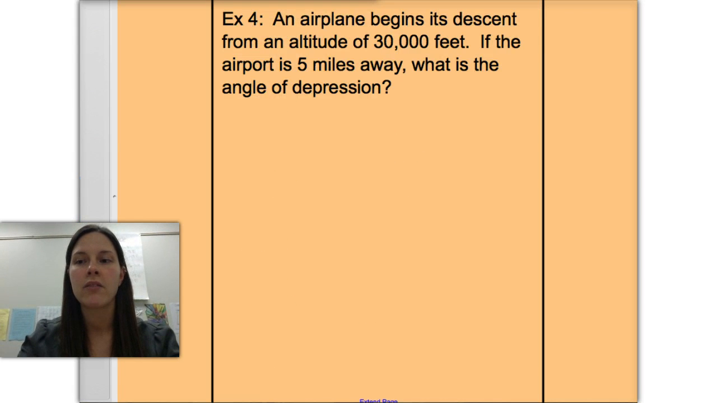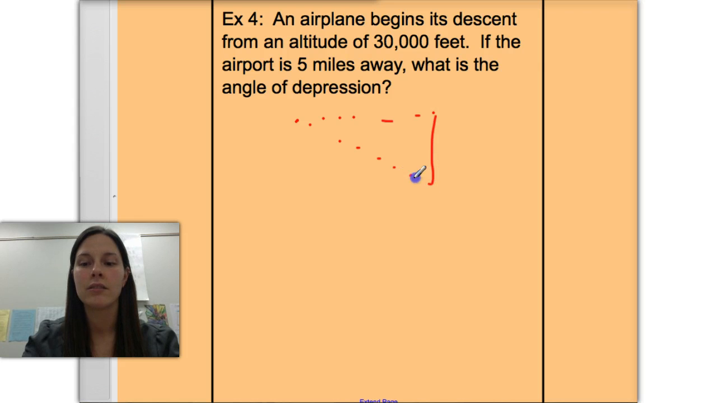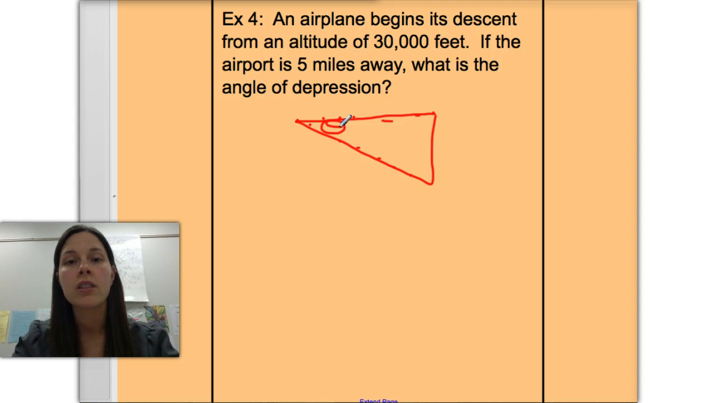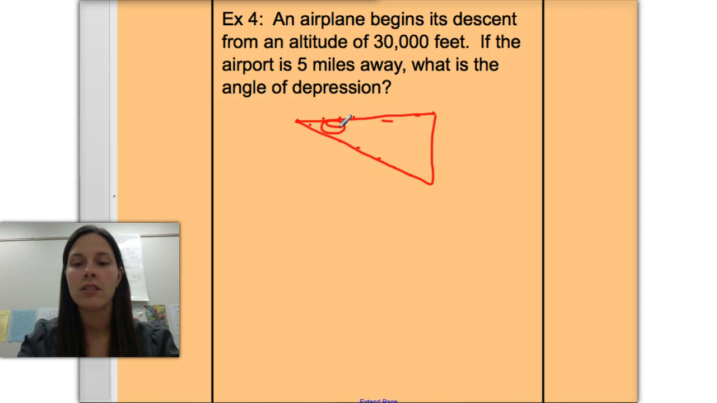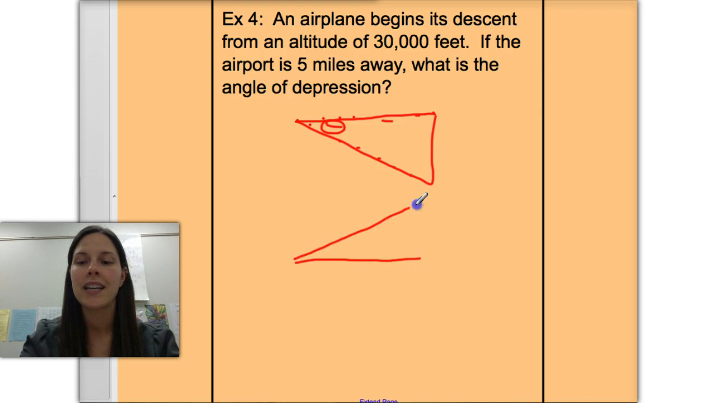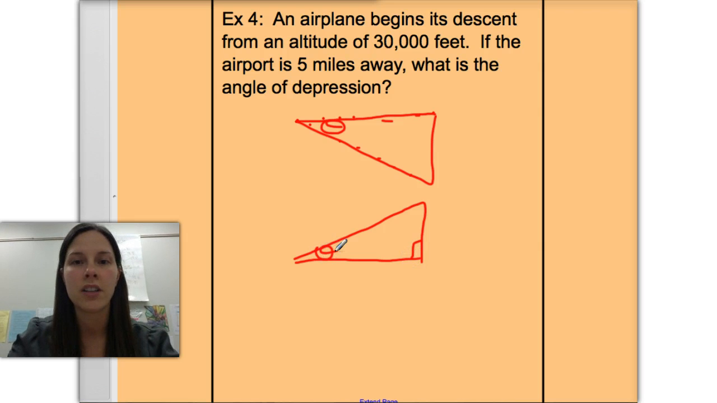Last one, of course, we have to have a word problem. So we've got an angle of depression. What you need to know about an angle of depression is that it is formed by a horizontal line and a line of sight down. So when you draw your triangle, this is the angle of depression. We're also going to be looking at angles of elevation. An angle of elevation is formed by a horizontal line and a line of sight up. So this would be an angle of elevation.